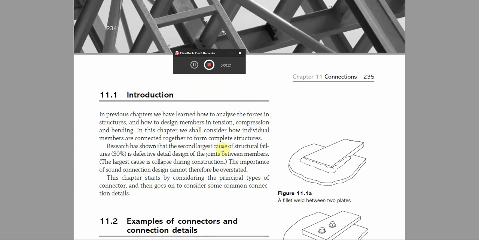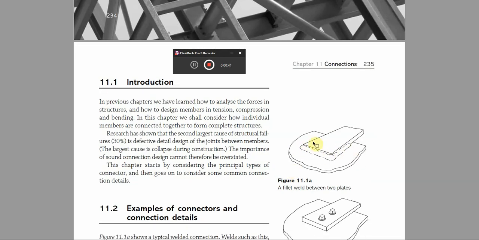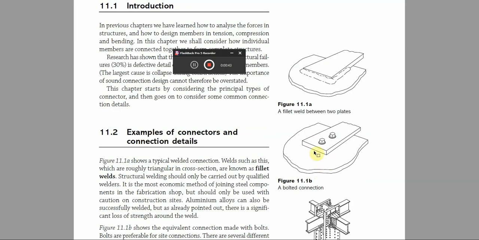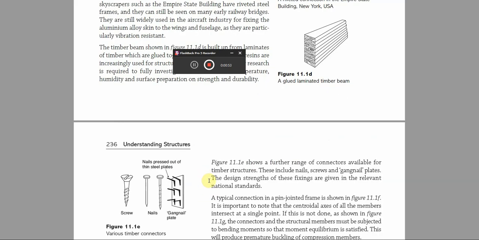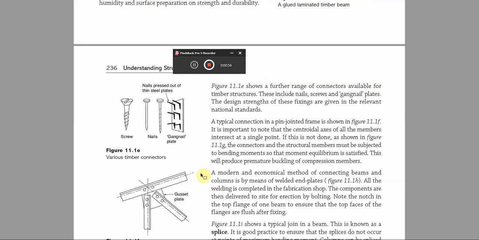So when we say connection, most of the failure in structures, let me say 30%, always occur around the joint area for the member. For instance, maybe where one plate is being joined to another, and this is an example of a fillet weld, or this is an example of a bolted joint. So we'll look at the design of this member using welded joint or using bolted joint.